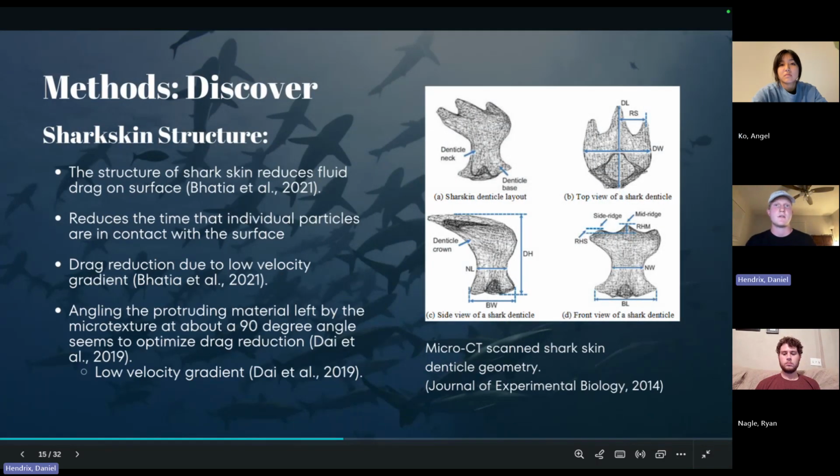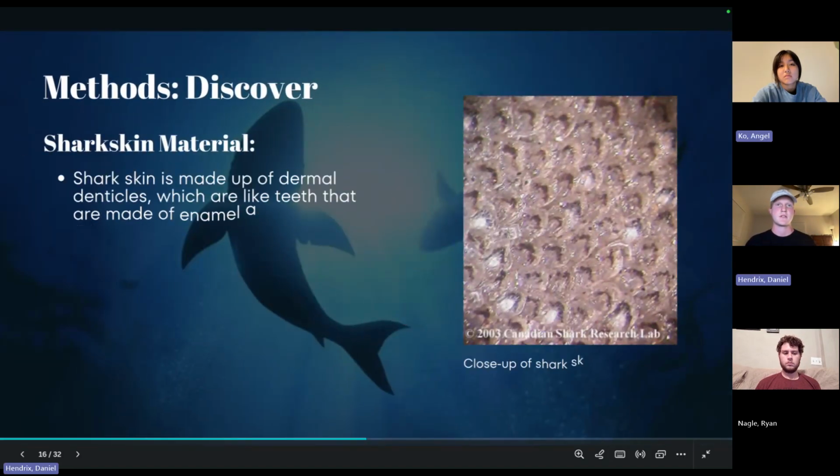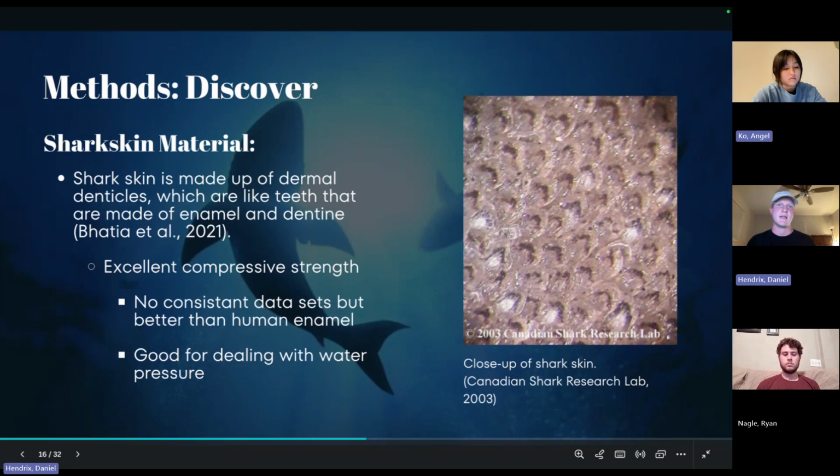So that first one, shark skin reduces fluid drag by physically reducing the amount of time that particles come into contact with the surface. Additionally, this microtexture creates a lower velocity gradient, which essentially means that the water doesn't change velocity as abruptly when it comes into contact with the surface, which reduces friction. In a useful study we found, angling that protruding material, the dermal denticles, 90 degrees from the surface seems to optimize that drag reduction. And as for the shark skin material, it has separate properties that give it a strong compressive strength due to its composition of enamel and dentine.